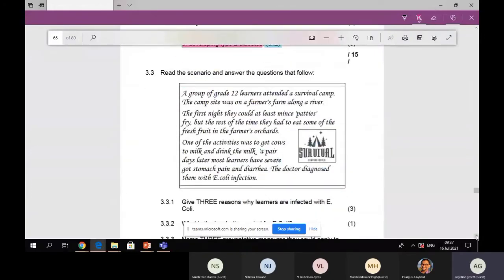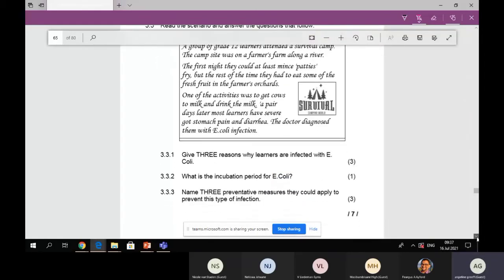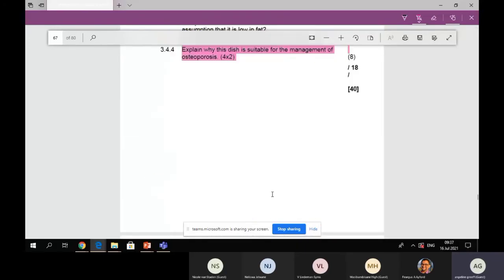Okay, let's get to the question. Here you can see a scenario again given. Read the scenario and answer the questions. So always make sure that you read to understand what's happening here, and know that if you are given a resource, they're going to be asking you: give reasons why learners are infected with E. coli. What is the incubation period for E. coli? Name three preventative measures that they could apply.